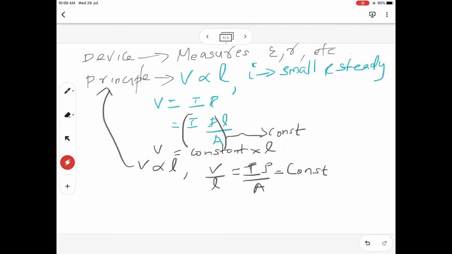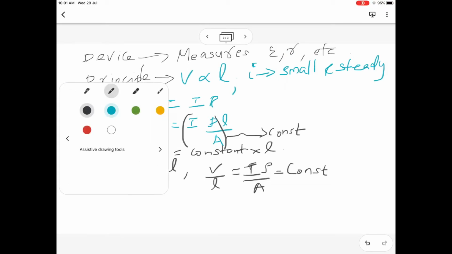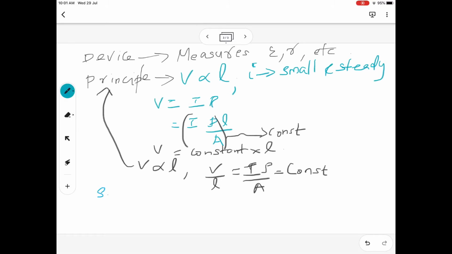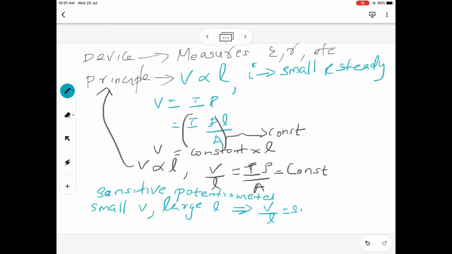And if you keep I small, then the potentiometer will be more sensitive. Sensitive in the sense, if any person is sensitive, you know, the person may show more response to a particular event. I mean, if he's short-tempered, so we say he is sensitive. So his response to a particular event will be too much. So here the potentiometer also will show more response even for a very small potential difference to be measured. Then we call the potentiometer sensitive.